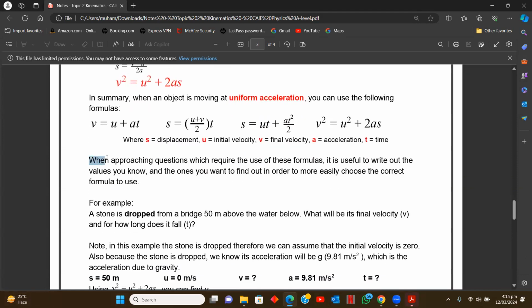Okay, when approaching questions which require the use of these formulas, it is useful to write out the values you know and the ones you want to find out, in order to more easily choose the correct formula. This is very important: write out whatever is given in the question as the data. Then you write down all the unknown values and then you pick the correct formula.